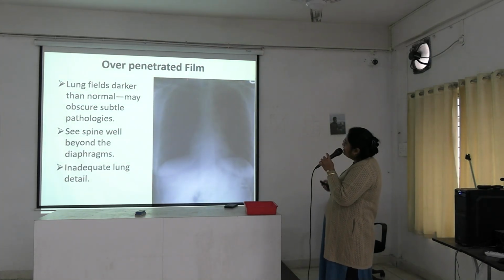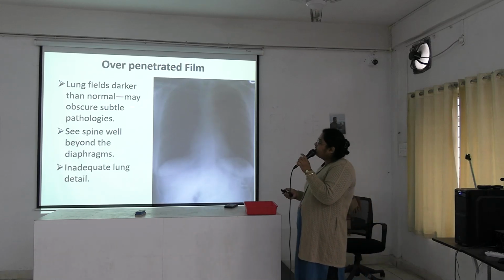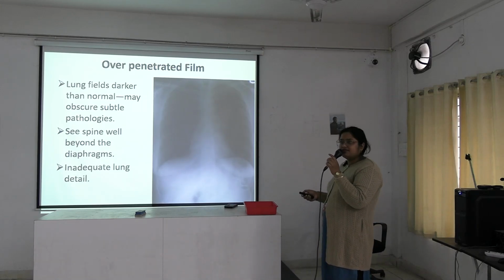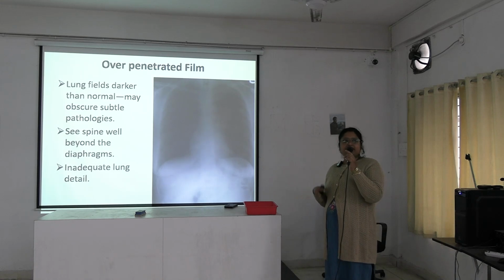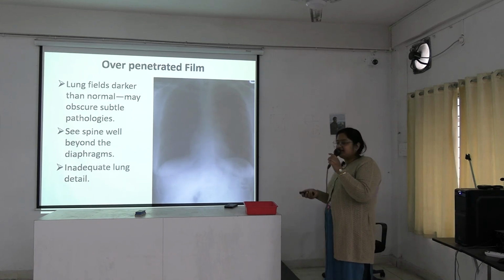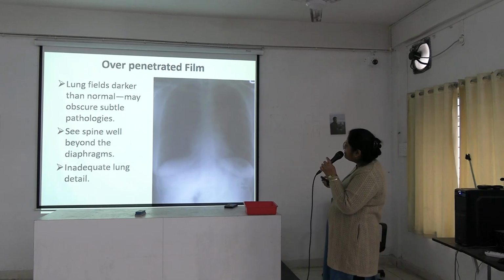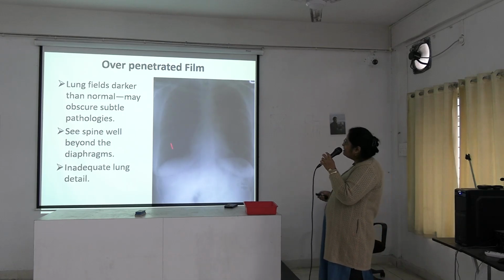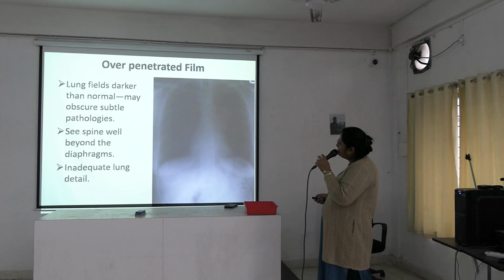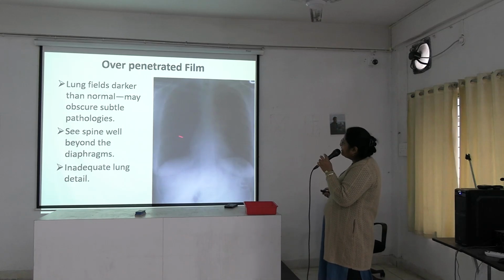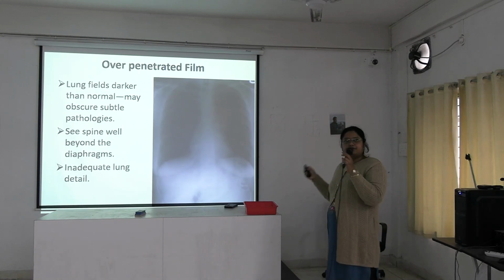Overpenetrated film, see the lungs are more black. Lung fields are darker than normal, which may obscure subtle pathology. You can miss the pathology in an underpenetrated or overpenetrated film. And see the spine well beyond the diaphragm. You can see the spine. Heart shadow is not properly visible. Okay. And inadequate lung details. Bronchovascular markings are also not prominent.